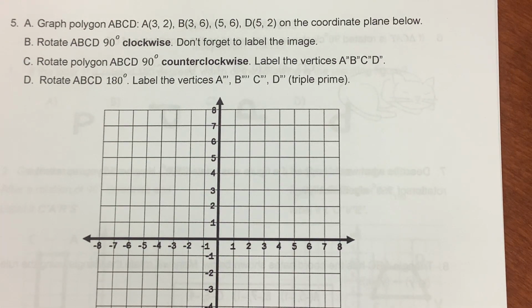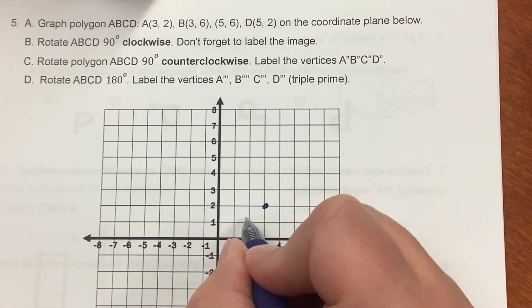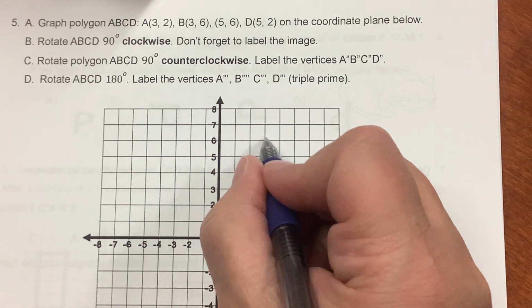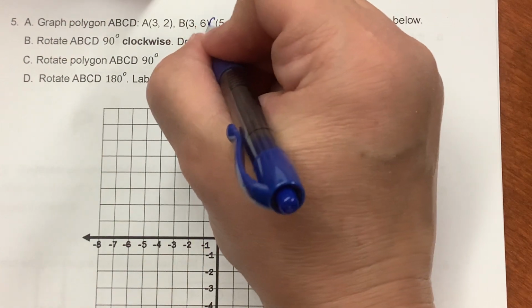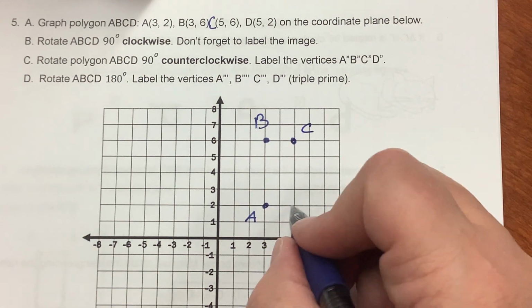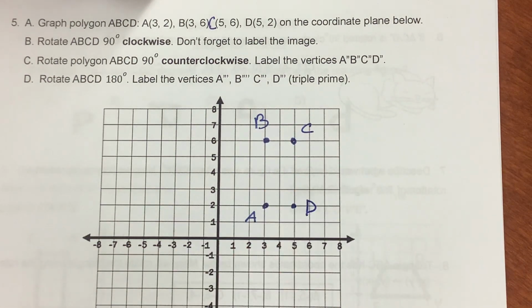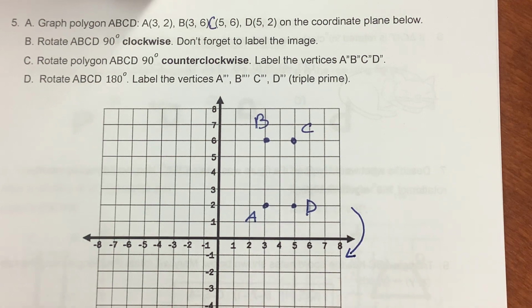So graph polygon ABCD with those coordinates on the coordinate plane. Then we're going to go 90 degrees clockwise. So these are all positive numbers. A at 3, 2. B at 3, 6. C, which isn't written up here, but that's C, at 5, 6. And D at 5, 2. Now, on the coordinate plane, we're going to go clockwise, so we're going in this direction. That's clockwise. 90 degrees, right here.